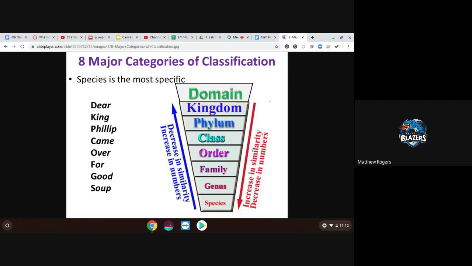And then from there, we have kingdoms, which are the Animalia, the Plantae. Those are just Latin for animal and plant, things like that. And then we keep going down a little bit further, and each one gets a little bit more detailed. Now, we have to remember the order of this. Okay, we need to remember that domain, kingdom, phylum, class, order, family, genus, species.